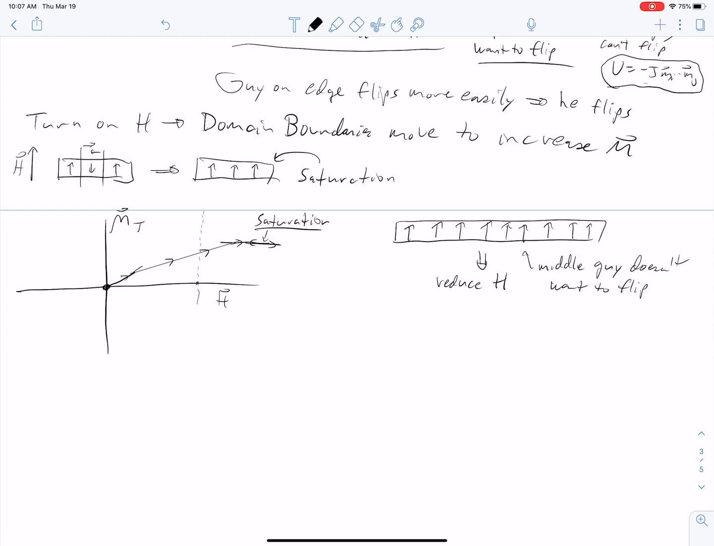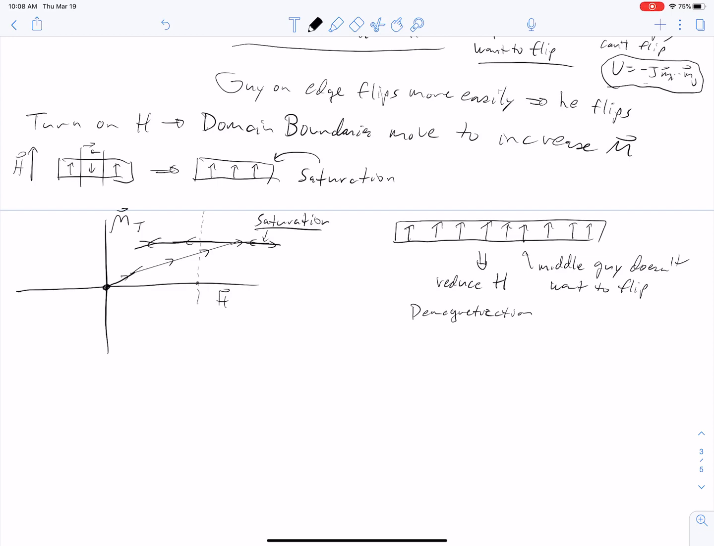It'll just sit there. I'll reduce the field, but the magnet will just sit there. But then it will start to decrease. Why will it decrease? Because then the demagnetization will kick in. At some point, the demagnetization will kick in, and I will start to flip.